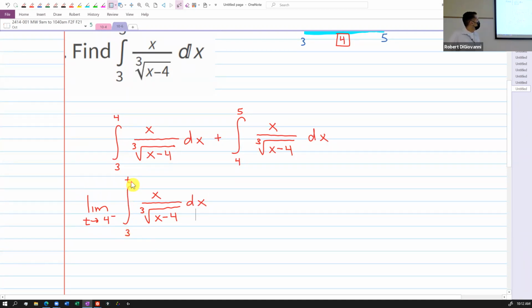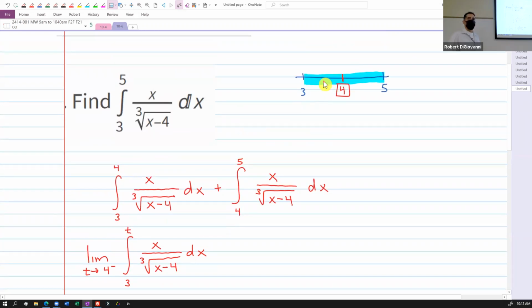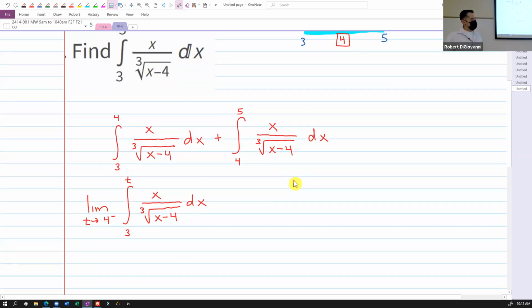Going from 3 to t, right? t is approaching 4 from the left-hand side. That should take care of that left region of 4. And now I'm going to do another limit, and I'm going to go from t to 5. I use t twice. Is that okay with you all? I mean, it's not wrong to do it that way because these are kind of their own problems.